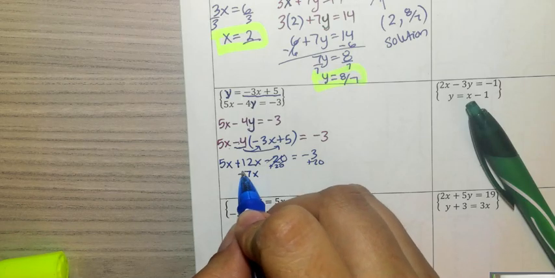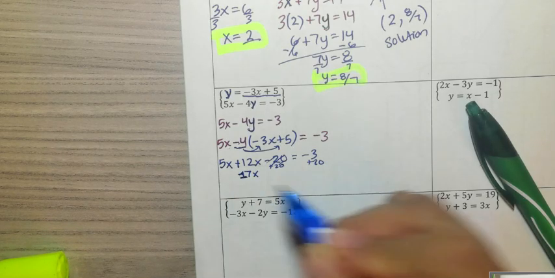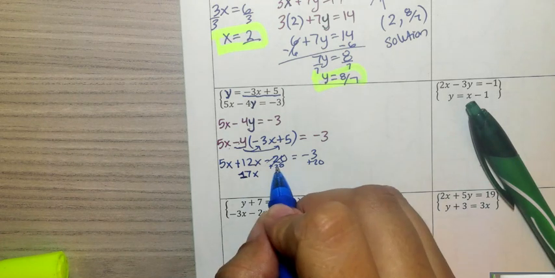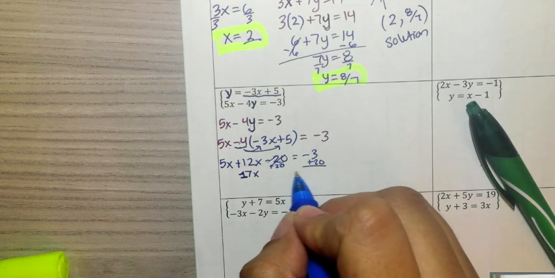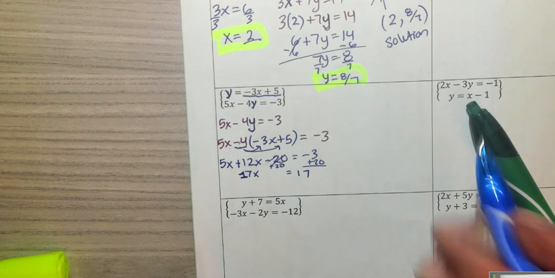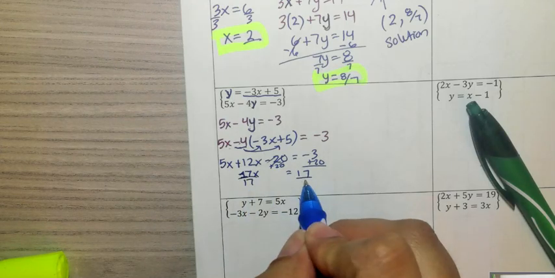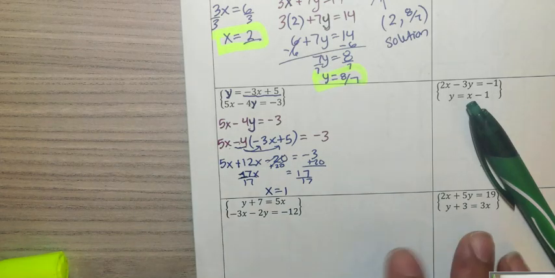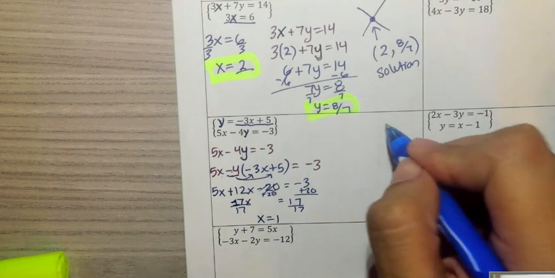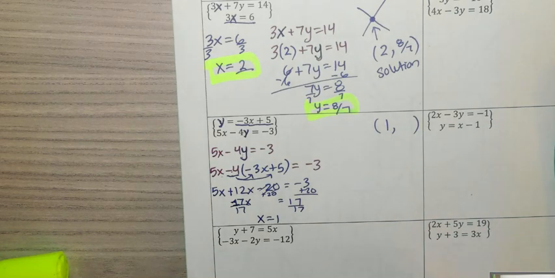5 plus 12 is 17, positive 17x. And then over here, when we move the 20 to the other side, we get positive 17 as well. So to solve, we need to divide by 17. So x equals 1. So our solution so far has a value of 1 for the x, and now we need to find the y value.